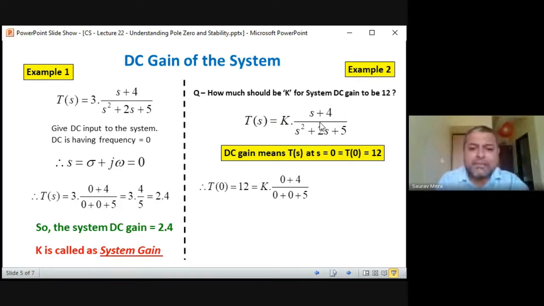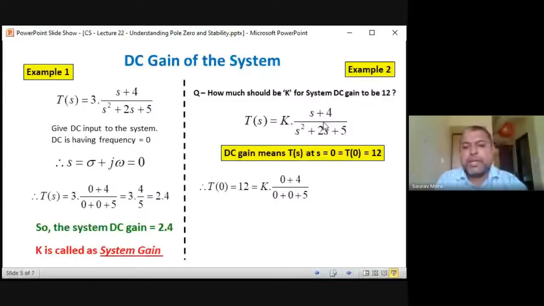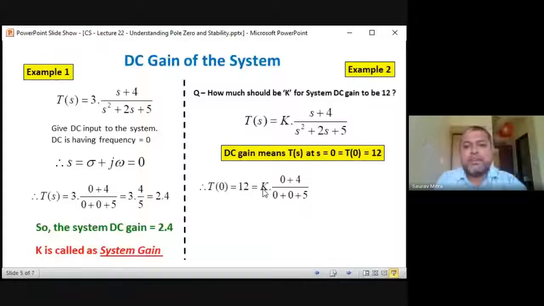So these are numericals I've created. T0 is nothing but whenever this transfer function, you substitute s equal to 0. So what is 4K by 5? That 4K by 5 is equal to 12, because that is how much the system gain should be. If you just solve it, the next step gives K is equal to 5 into 12 by 4. So K is equal to 10.